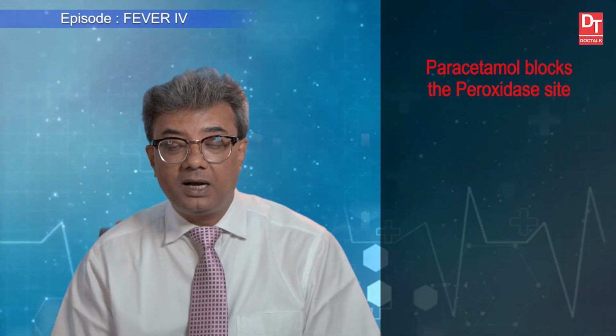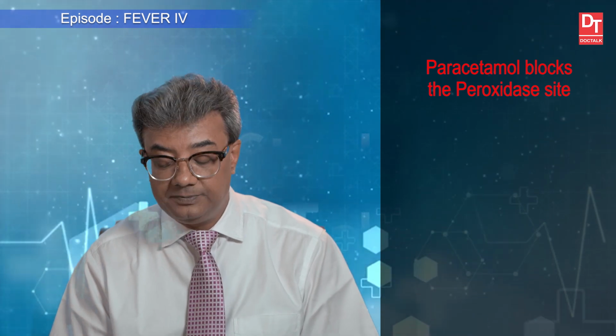What actually does paracetamol do? It blocks the peroxidase site, and by blocking the peroxidase site, production of PGH2 from PGG2 is reduced, and so there is less production of PGE2. So, this is basically one important mechanism of action of acetaminophen or paracetamol.